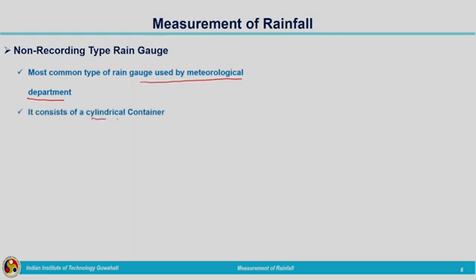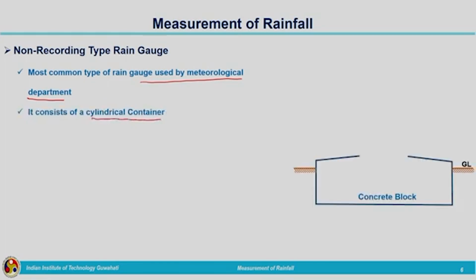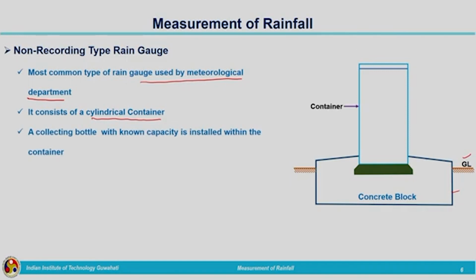It consists of a cylindrical container that is installed inside a concrete block. So, this is our ground surface. We are having a concrete block like this. It is already constructed. Within that, it is already installed the cylindrical container, and a collecting bottle is installed within this container. The capacity of this bottle is known to us.